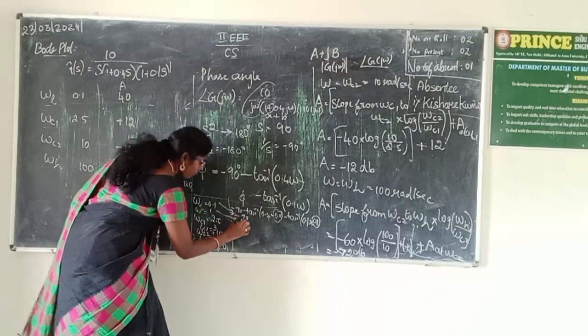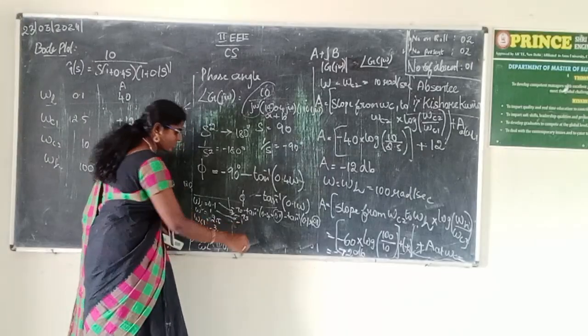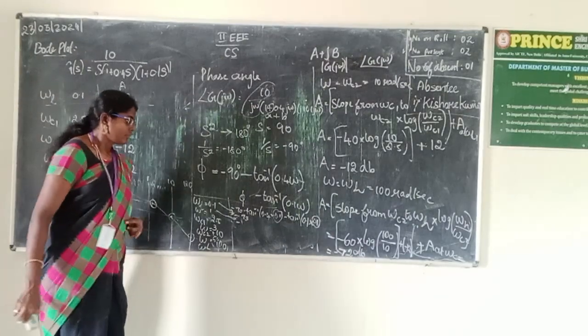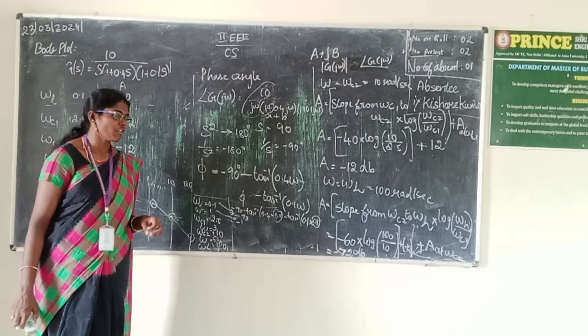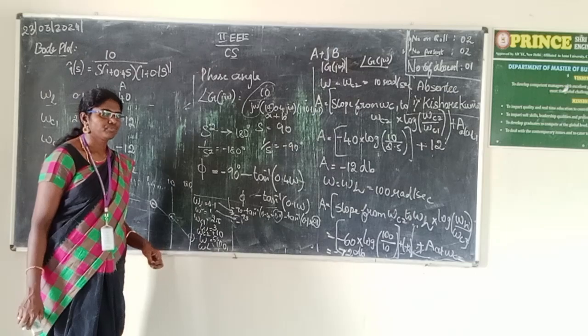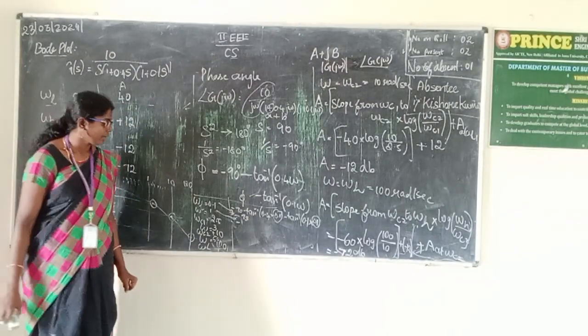Minus 24. Minus 22. No, it should be greater than minus 93. Check it out. Minus 90 minus tan inverse of 0.4 into 1 minus tan inverse of 0.1 into 1. It will be greater than minus 93. Okay.